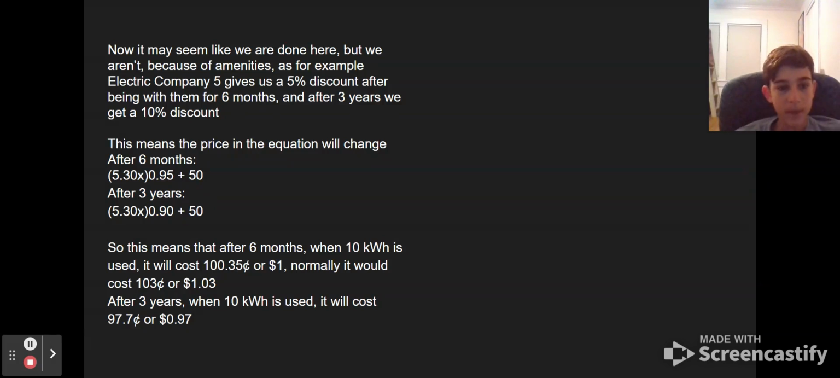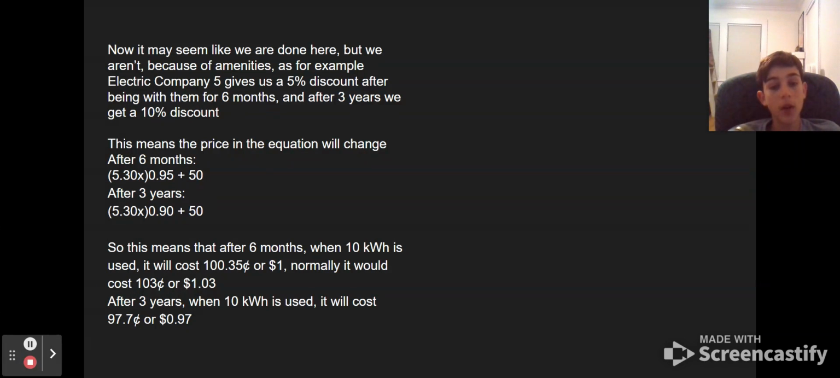So for example, after 6 months, instead of y equals 5.3x plus 50, it's actually 5.3x times 0.95 plus 50, which is the 5% discount. And then after 3 years, it's actually the 10% discount, which, as you can see up there.